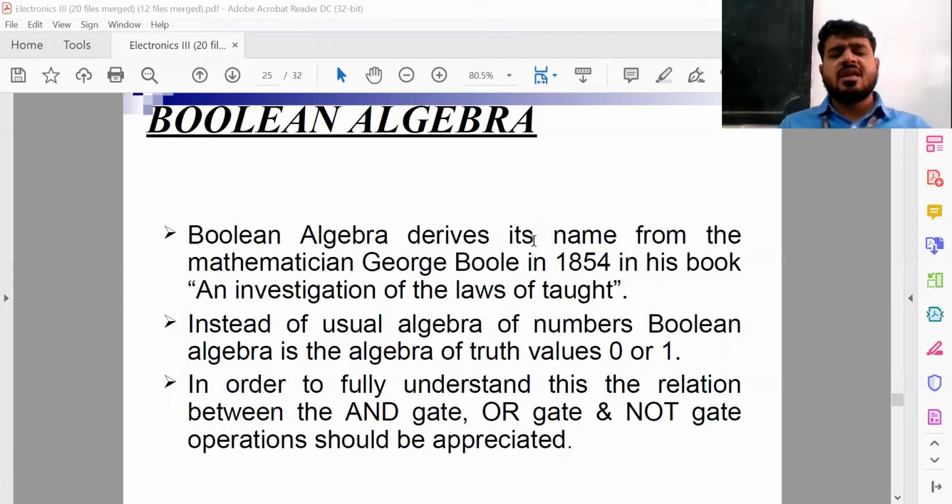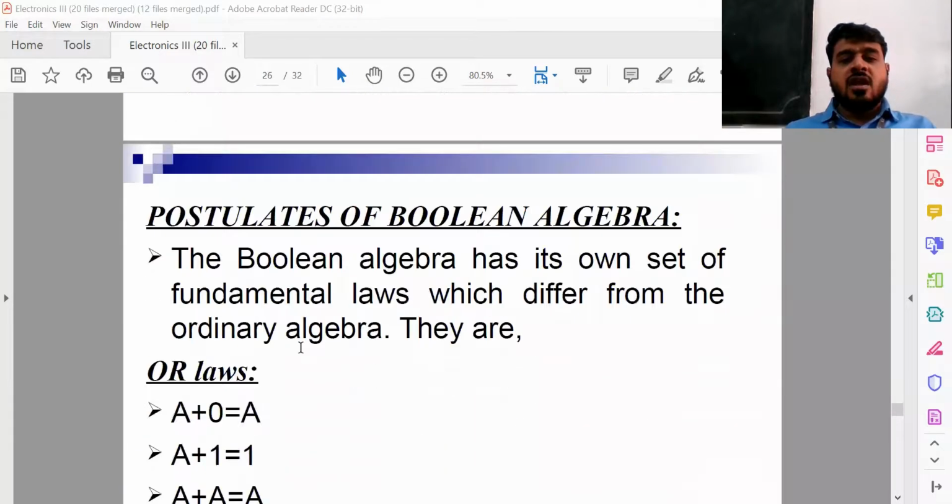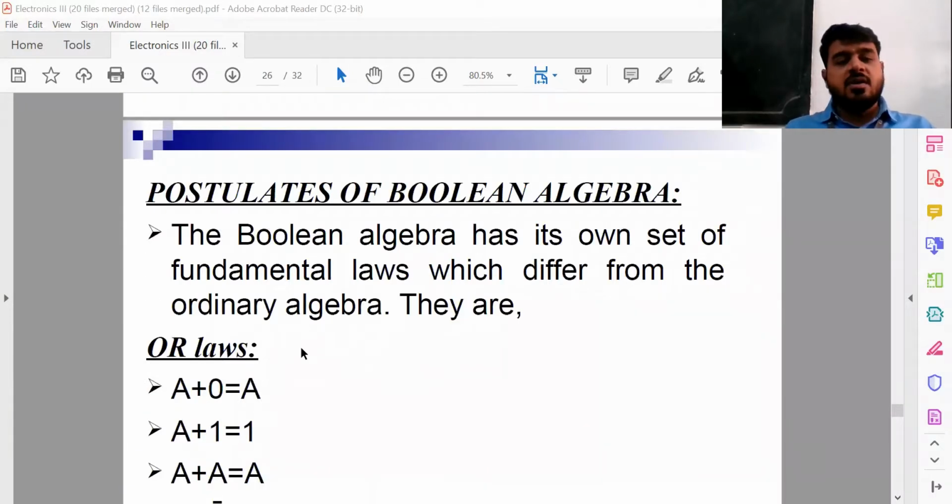Boolean algebra is the algebra defined by George Boole in 1854. Instead of using normal algebra for numbers, he used a truth table, zeros and ones, which we call Boolean algebra, to understand the concept of digital logic circuits. To fully understand this, the relation between the AND gate, OR gate, NOT gate operations should be appreciated. That's why, to understand the relation between the different basic gates, Boolean expression is required. There are different laws which we have to remember.